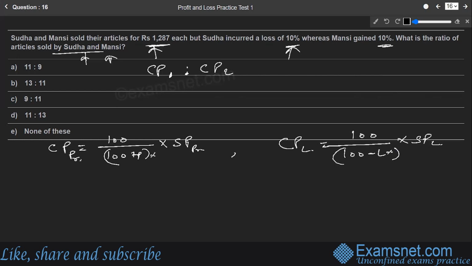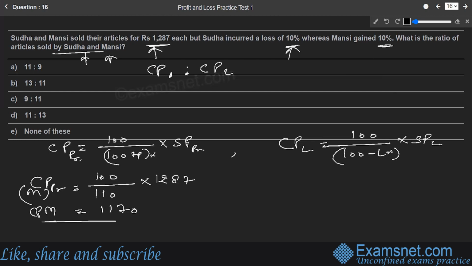So let us find out the cost price of profit first, because the profit has been 10% for the case of Mansi. So cost price number one, that is of the profit case, is nothing but 100 over 110, into the selling price, which is 1287. This is the profit case for Mansi. How much does this come out to be? If you solve, this comes out to be 1170 rupees. So Mansi's cost price is 1170 rupees.